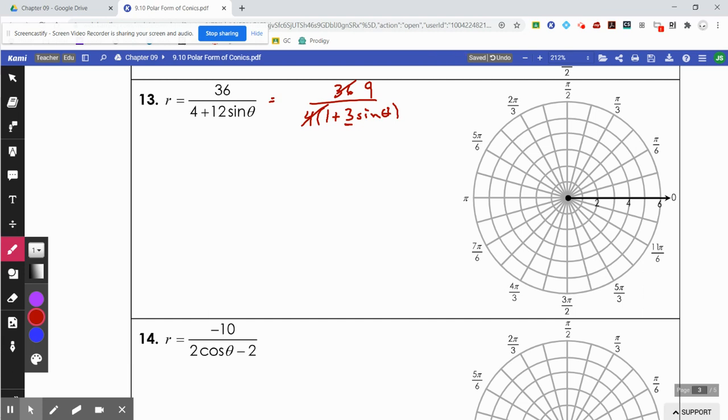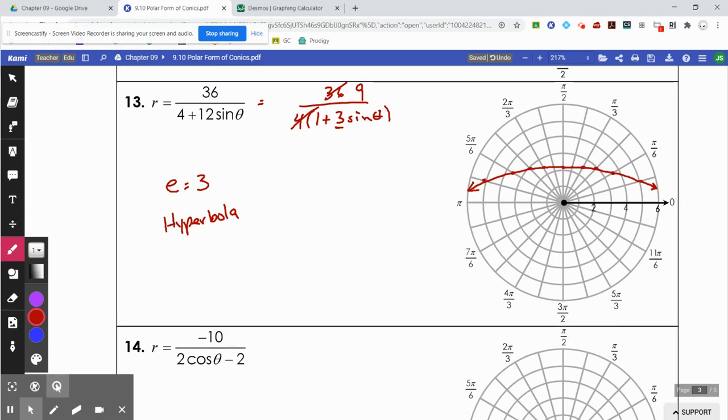So therefore, we have an eccentricity of 3. So this should be a hyperbola. Once you plug in some values and graph, here's what it should look like. Okay, here are the points I've plugged in from 0 degrees up to 180 degrees. Now, I want to show you a kind of trick that you can use, Desmos, to plug in some of these values so that you're not having to plug in so many values into your calculator.